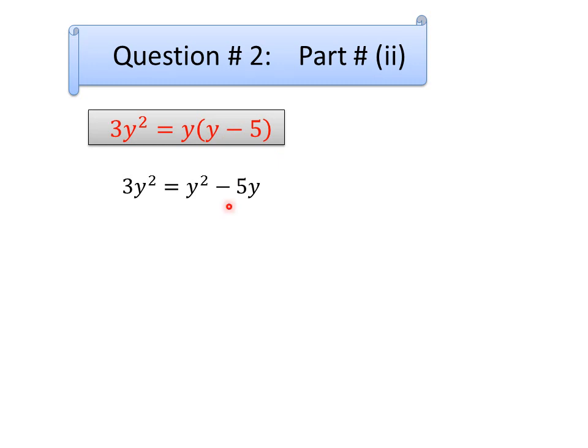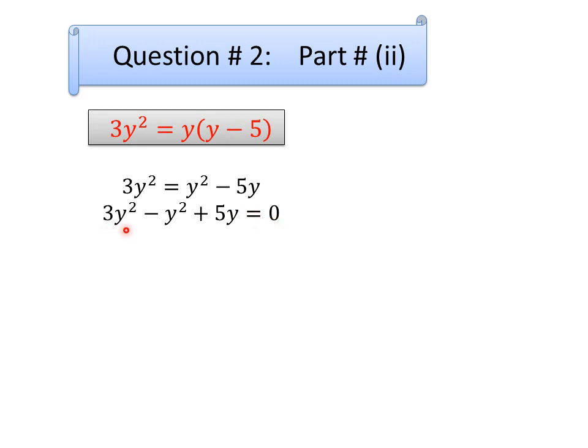You can see that this equation is not in the quadratic form because all the terms are not on one side of the equation and the equation is not equal to 0. So I will take y square minus 5y towards the left side, and I will put the equation equals to 0. So 3y square plus y would become minus y square, and minus 5y would become plus 5y, and the equation would become equals to 0.